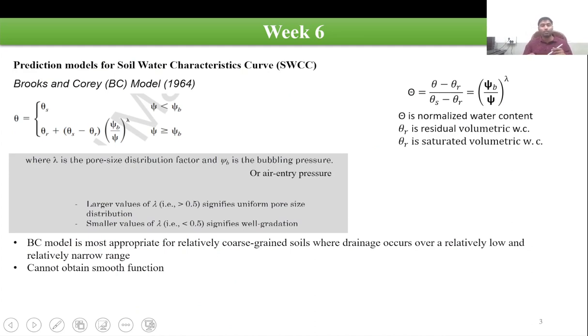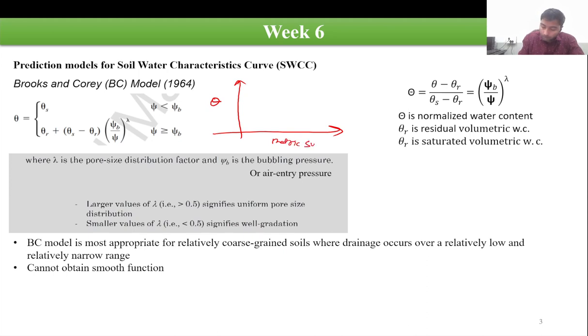Previously in week 5, we discussed several models which are used to predict the soil water characteristic curve. If you have the data from the laboratory regarding the volumetric water content versus matric suction or head, then this curve will be like this. And if we have the data from the laboratory, we can use these prediction models to obtain this curve, or we can best fit this curve to better fit the results from the laboratory.